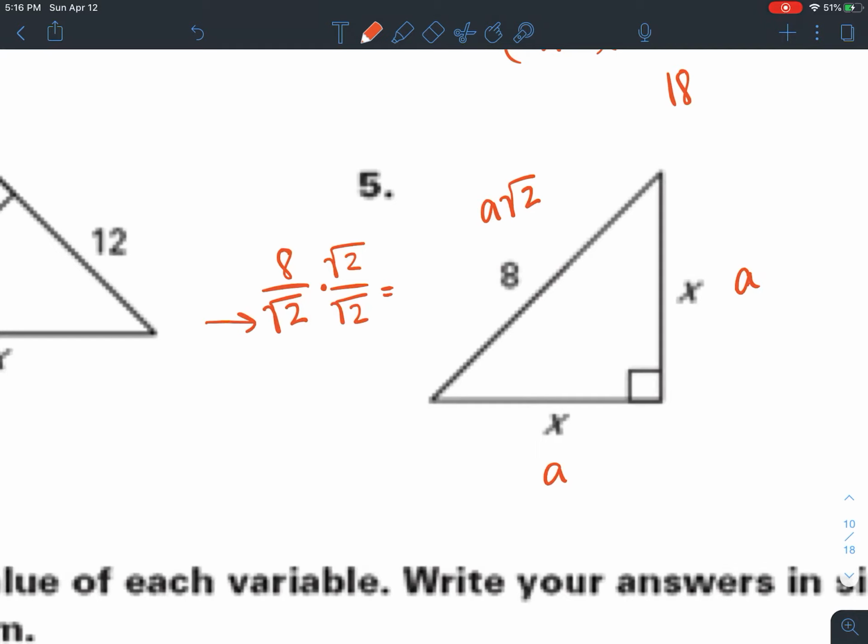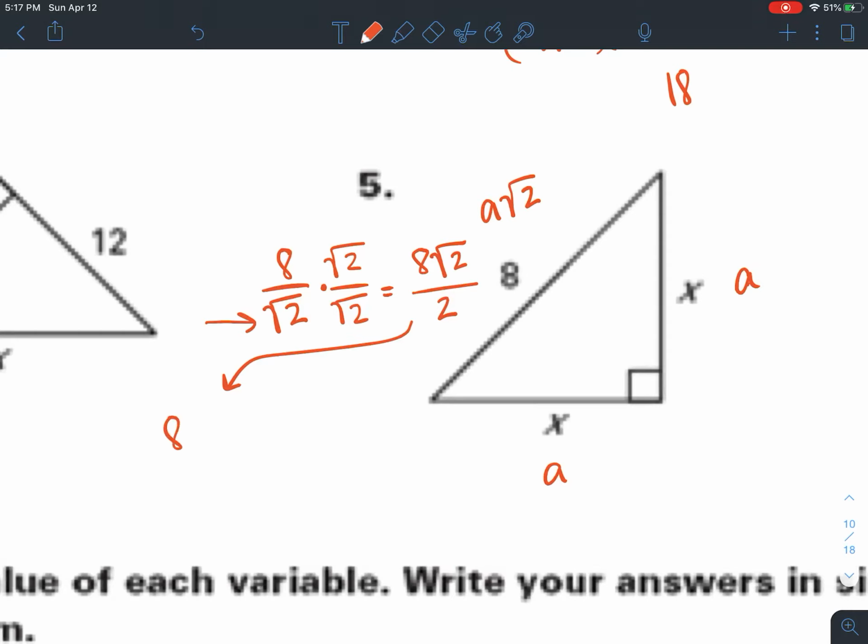So outsiders can mingle, insiders can mingle. 8 times the square root of 2 will just give us 8 root 2. And when I do the square root of 2 times the square root of 2, it busts out of the house as a 2. We are almost done.